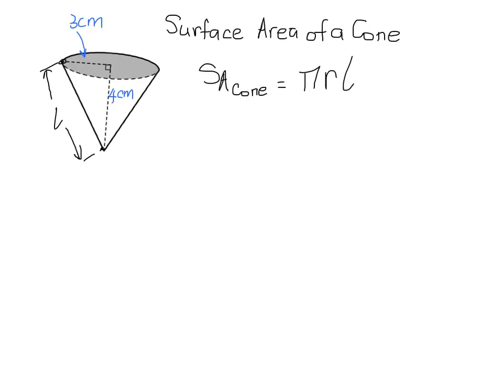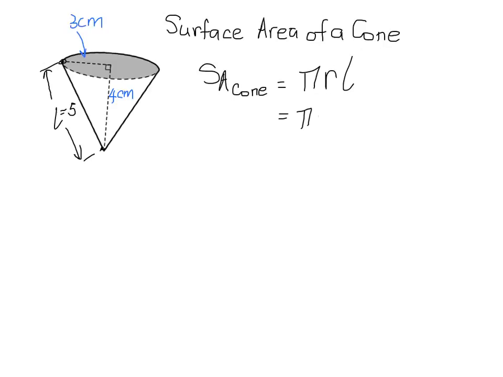Well, fortunately, we have a nice Pythagorean triplet here, 3, 4, which means that our length would have to be equal to 5. Or if you're not sure about that, you'd want to do the Pythagorean theorem. 3 squared plus 4 squared will give you that length squared. All right. So now that we know our length, we're able to find the surface area of our cone.